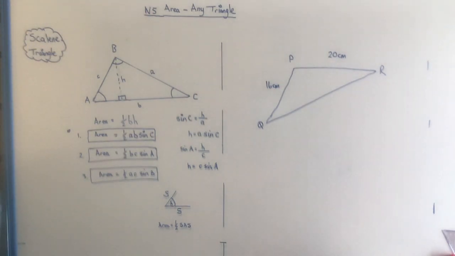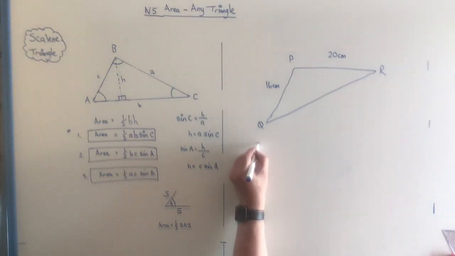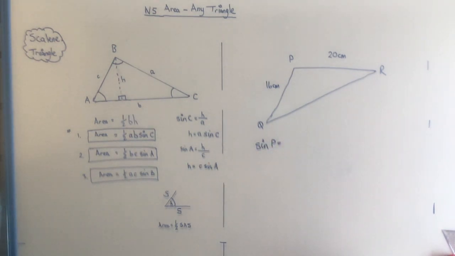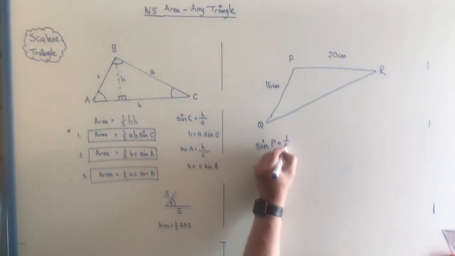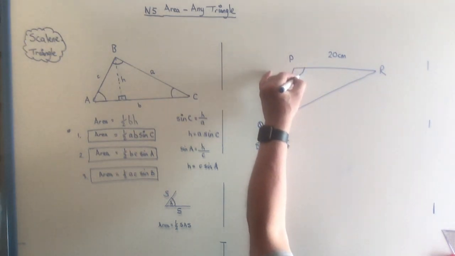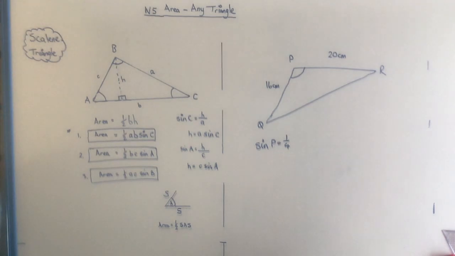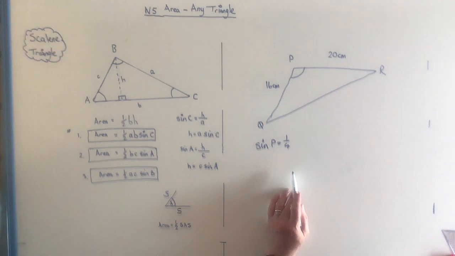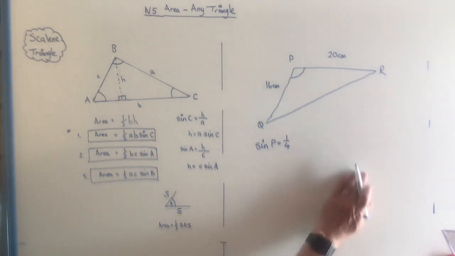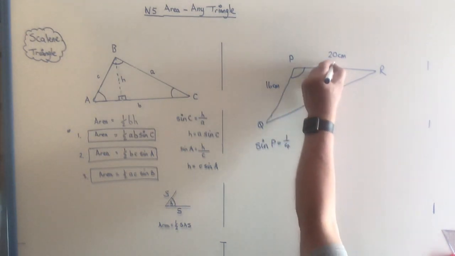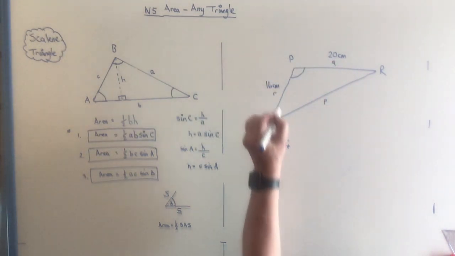And we're told in this question that sine P is equal to 1/4. This is the angle that we're talking about, sine P, so we're talking about that angle there. Again, non-calculator, because we're given sine P, we don't have to work that out. So what's my formula then? Well, let's label small p, small q, small r.